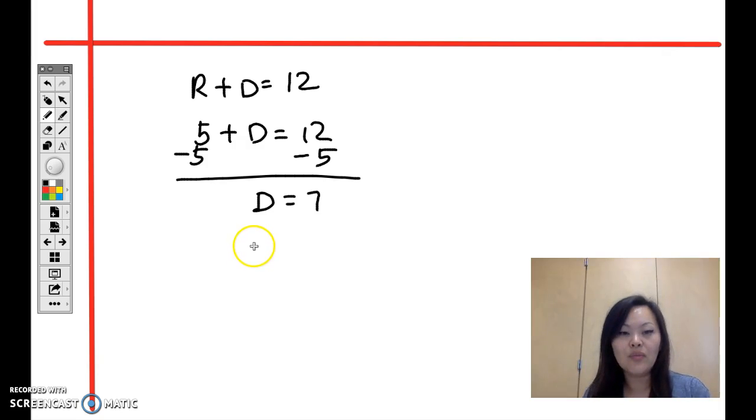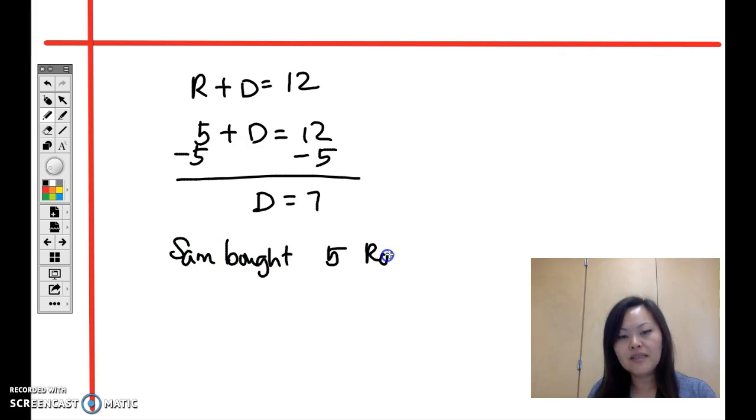So once we solve the mathematical problem, we have to explain the answer in terms that normal people will be able to understand, right? So you would say Sam bought 5 roses and 7 daisies. And then you'll be good.